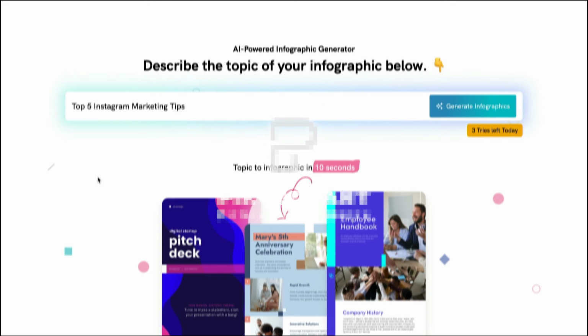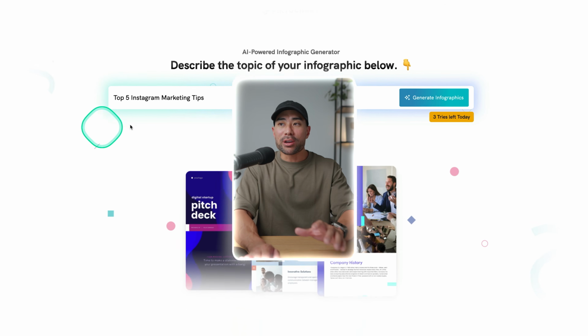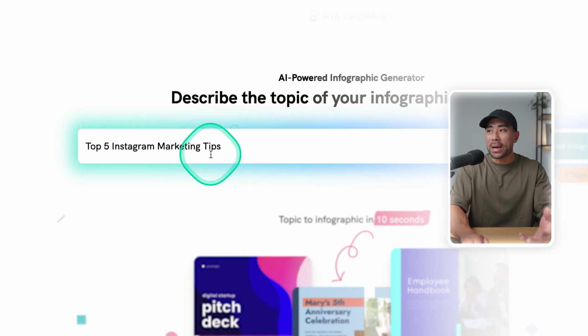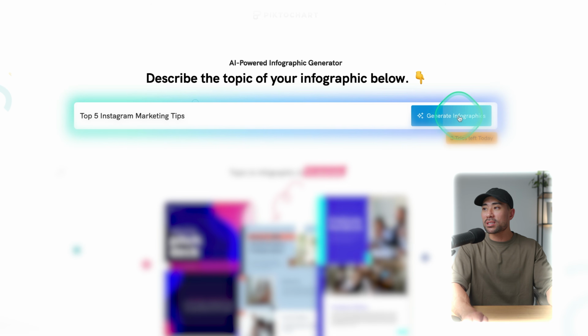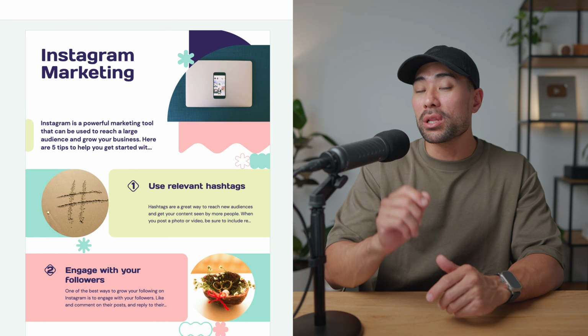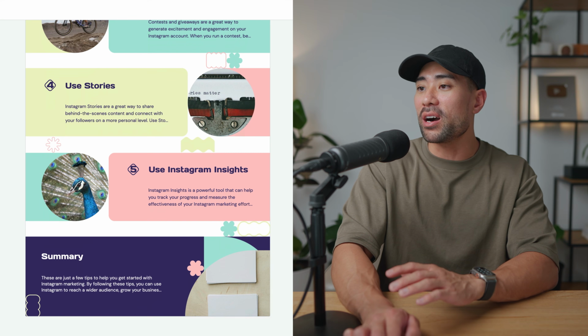Using this very tool, you can create infographics within seconds. Let's say you want to create an infographic on the top 5 Instagram marketing tips. Enter the text prompt, click on Generate Infographics, and in just under 3 seconds, you'll have your infographic ready to go, as you can see right here with the 5 tips.